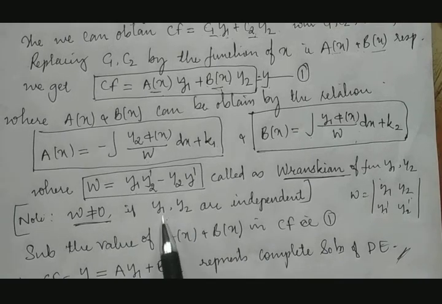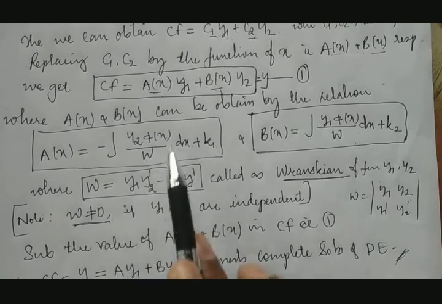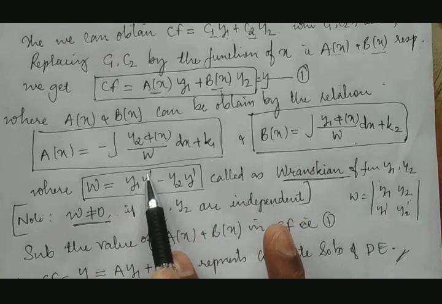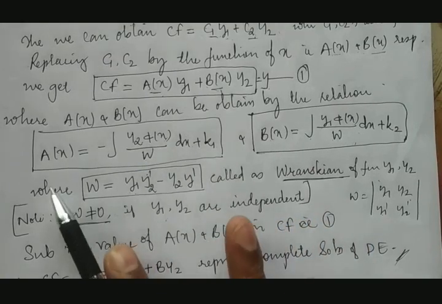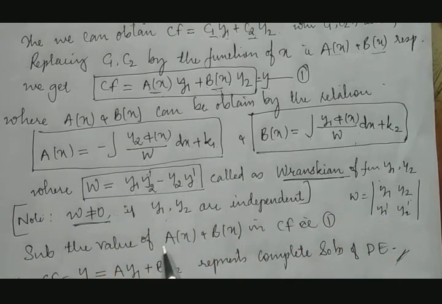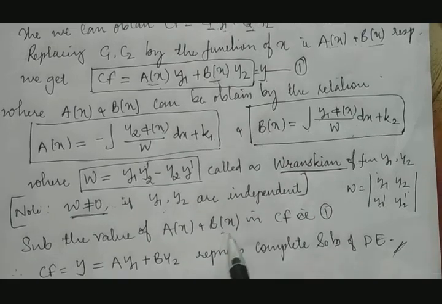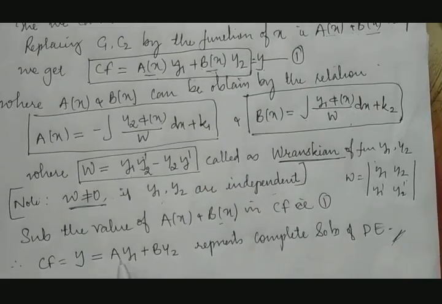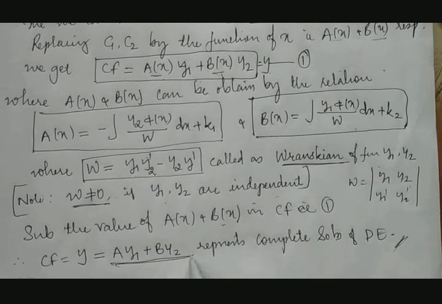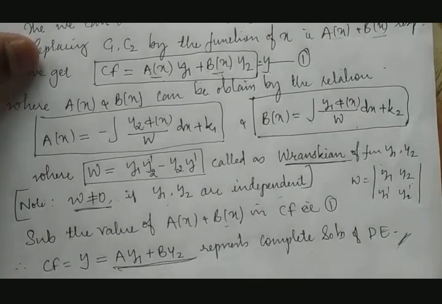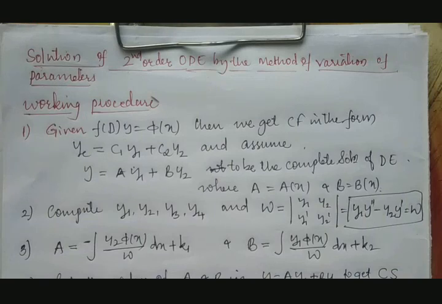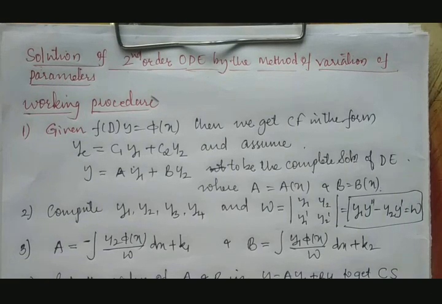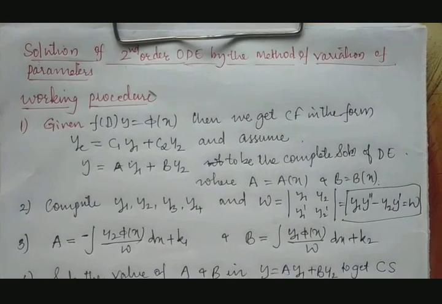Okay. Then after calculating with the help of y1, y2, φ(x) and W, after integrating we will be getting A and B. These A and B values are to be substituted back in equation number 1, and then equation number 1 will be this, and this is called the complete solution of a differential equation. Let me explain the working procedure for this, what to do.